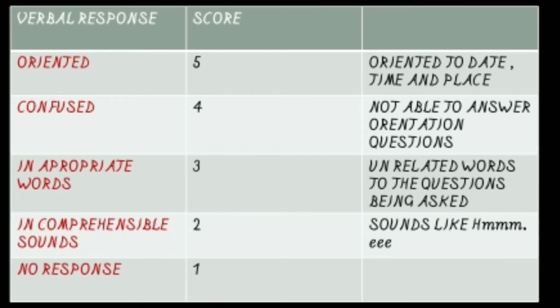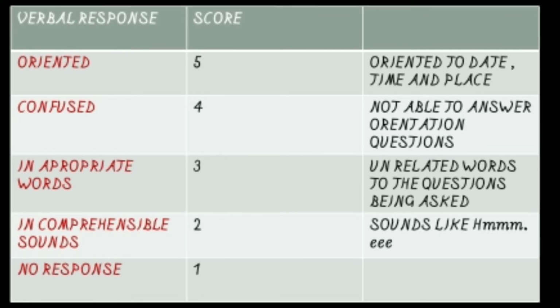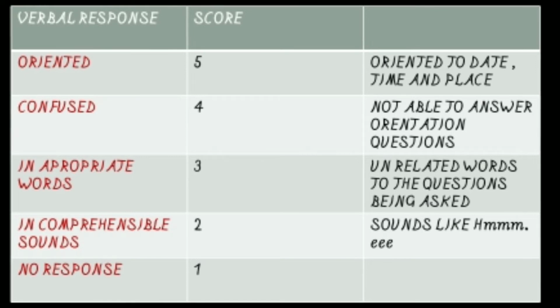Now we come to the verbal response. The first one is that the patient is oriented. Then the score is 5. The patient is oriented to day, time, and place. While we are asking the patient what is the time now and what is your name, the patient gives the correct answer. Then we can say the patient is oriented to day, time, and place. So the patient will get a score of 5.